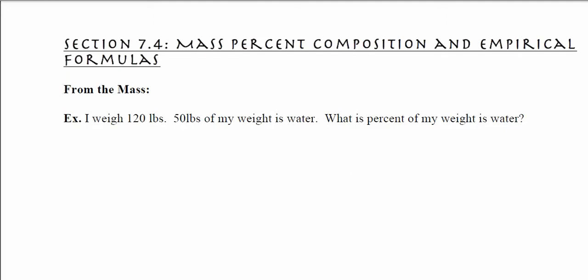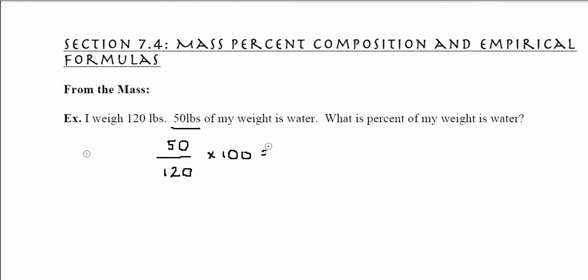Now I'm going to give you a real world example to explain how to calculate percent composition from mass. In this example, it tells you that I weigh 120 pounds. If 50 pounds of my weight is water, it's asking you what percent of my weight is water. So to calculate the percent that is water, I would take 50 pounds and divide it by my total mass, which is 120 pounds. Now, to get percent, I have to multiply it by 100, and that will get me the percent that is water.